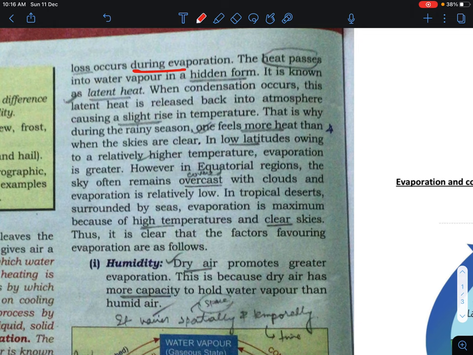So it's obvious that when we talk about the change of phase, water is converted into water vapor. Here there is a hidden energy, which means the energy required to convert water into water vapor is a hidden energy. So the heat energy passes into water vapor in a hidden form, and it is known as hidden heat, latent heat. I think up to here it's okay.